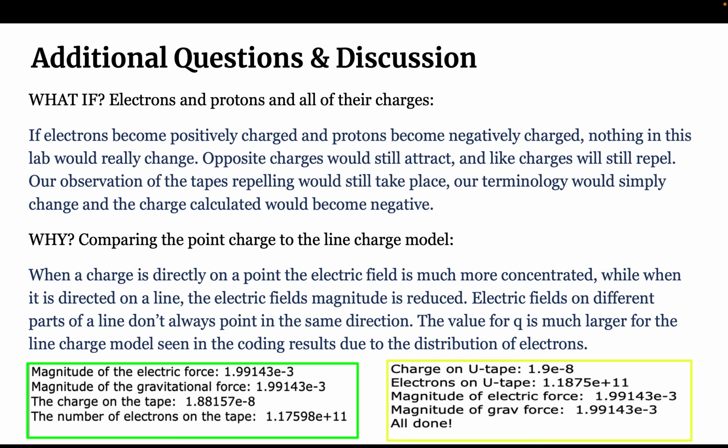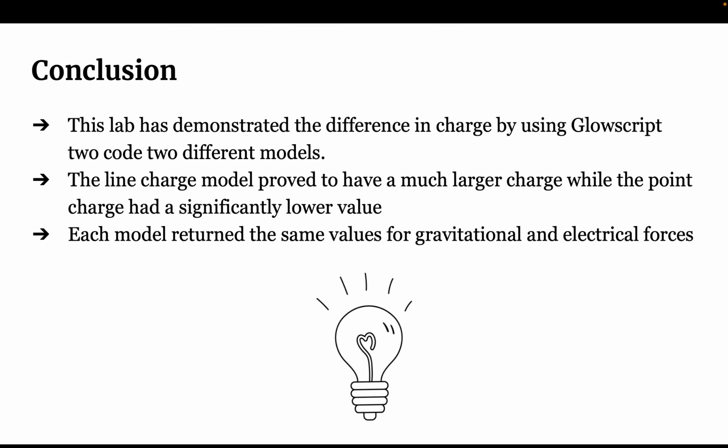Additional questions. What if electrons and protons were switched? Basically, nothing would really change other than it would be opposite. So electrons would then be positive and protons would be negative. So our terminology would simply change and the charge calculated would become negative. When we're comparing the point charge to the line charge model, the value for Q was much larger for the line charge model, and that's probably due to the distribution of electrons.